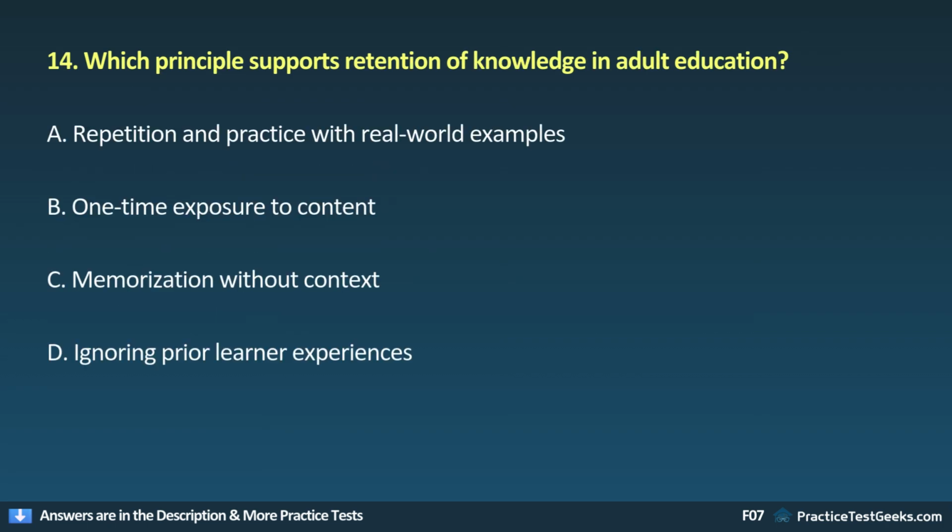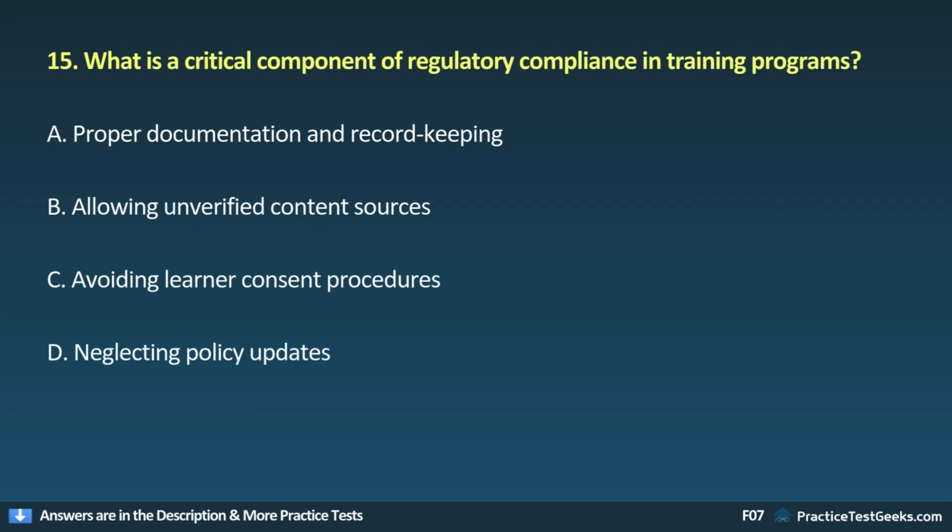14. Which principle supports retention of knowledge in adult education? A. Repetition and practice with real-world examples. B. One-time exposure to content. C. Memorization without context. D. Ignoring prior learner experiences.